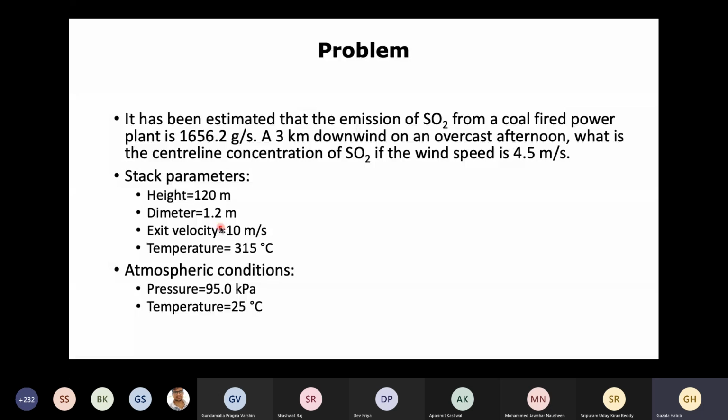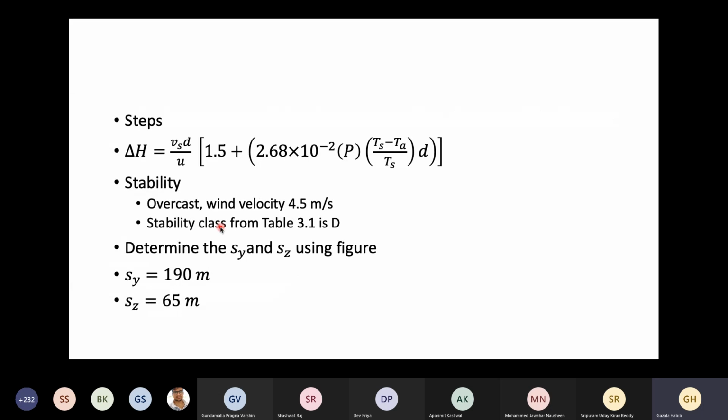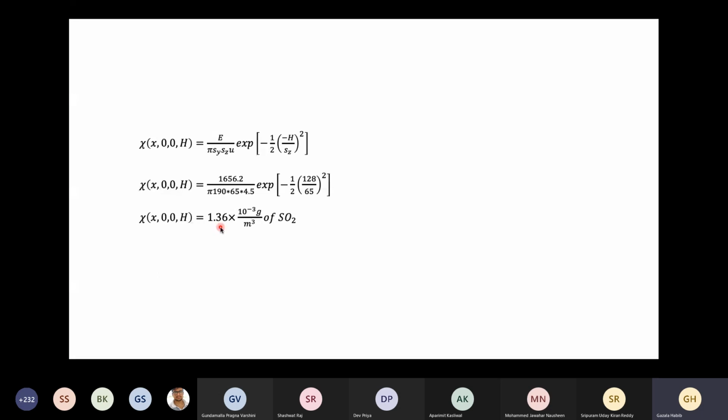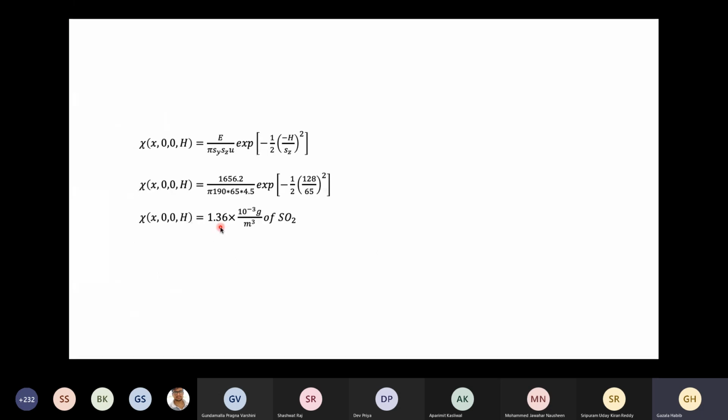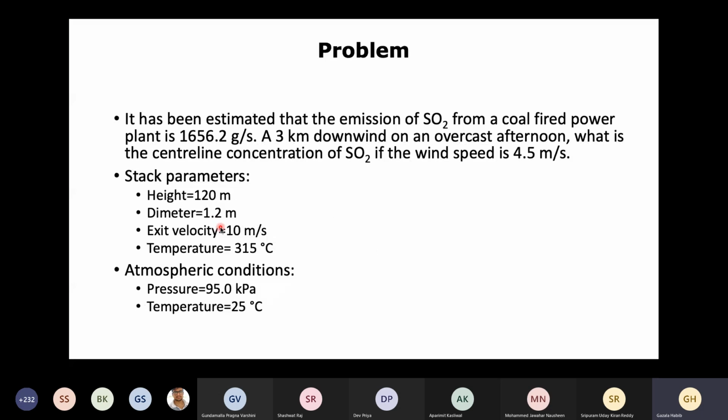So this is the first example, and the solution is here. I will ask you to note down sigma y, sigma z, and try to solve this question. I will also put some similar questions on MS Teams. One document I will upload for practice. Whenever you have time, you can go through the exercise and solve the questions.